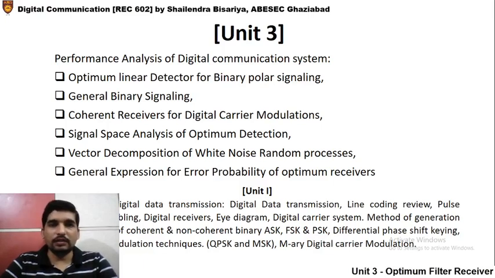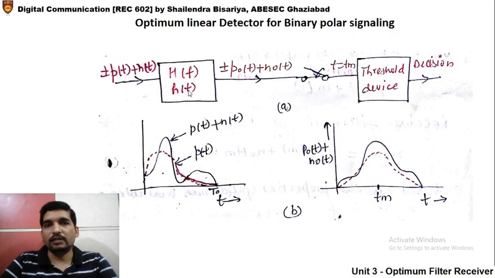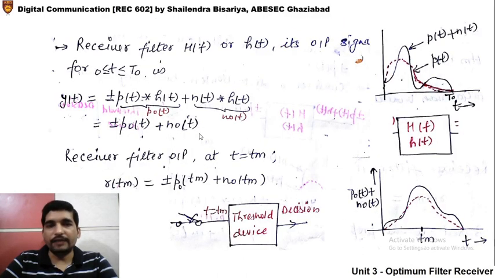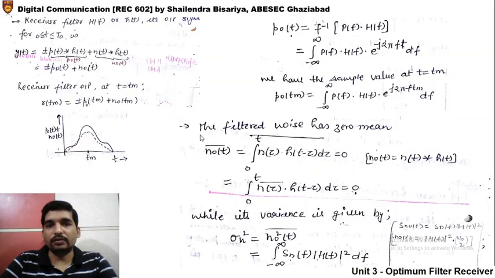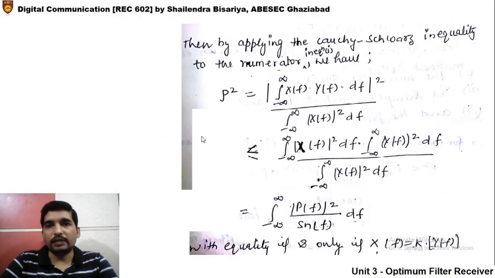Okay, students, in the last class we started discussion about unit 3 of your subject digital communication, and we were discussing optimum linear detector for binary polar signaling. In the last class we derived the transfer function for optimum linear detection. Considering the binary polar signaling scheme, we derived this expression.